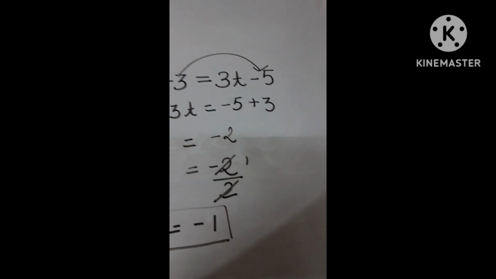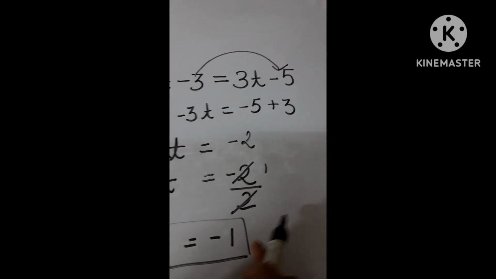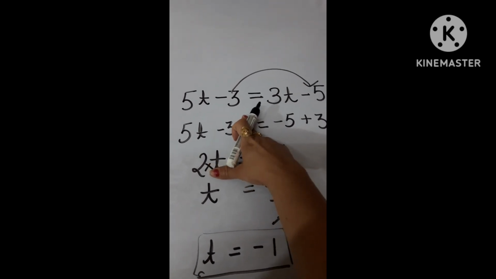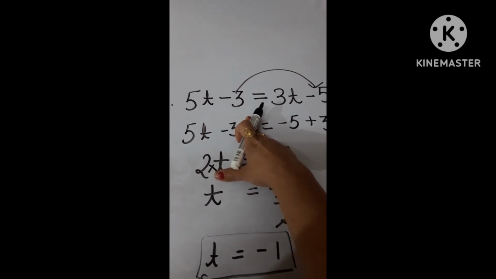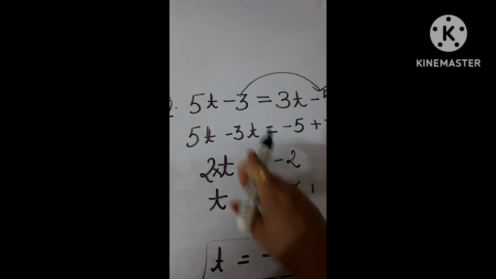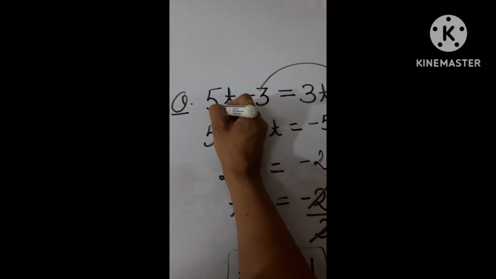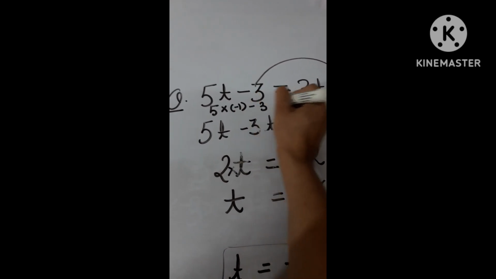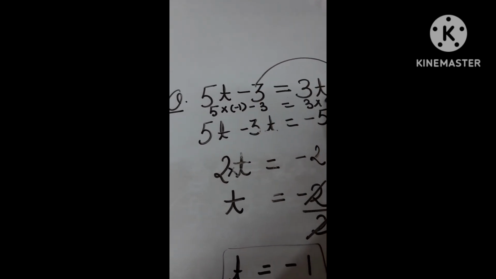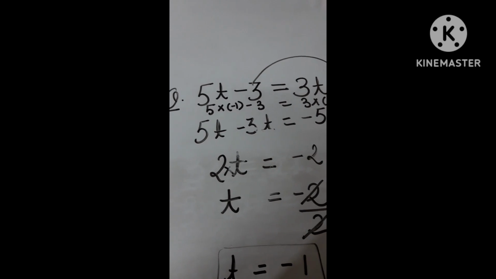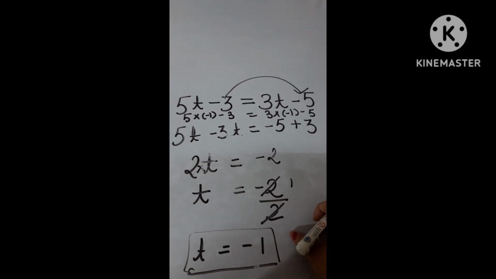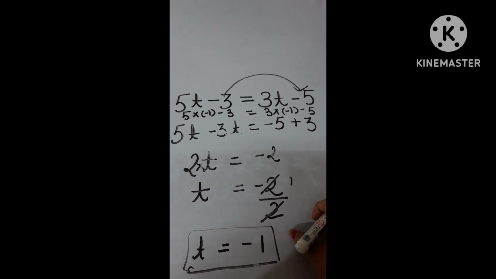The same way we can do the checking over here. So I have to put the value of this minus 1 in this equation. Okay, so let's try here. If I will put the value of minus 1 in the equation, this will become 5 into minus 1 minus 3, and here 3 into minus 1 minus 5. It means at place of t, I had put the value of t, that is your minus 1.